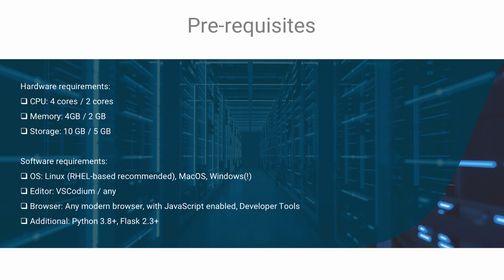You can run Apache HTTP server on other operating systems such as macOS and Windows, but software installations will need to be adjusted, and these instructions are not provided in the course. You will need a text editor or an IDE. In the course, I'm using VSCodium based on Microsoft VS Code. You will also need a modern browser like Firefox or Chrome based. A few examples require Python and Flask to run a web application.